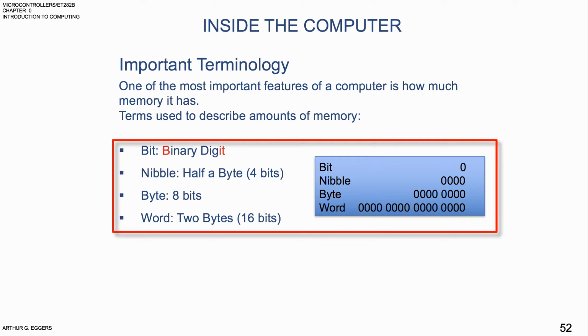Recall from a previous discussion we used the term bit or binary digit that can have a value of 0 or 1. A byte is defined as 8 bits. A nibble is half a byte or 4 bits. A word is 2 bytes or 16 bits. The display is intended to show the relative size of these units. Of course, they could all be composed of any combination of zeros and ones.